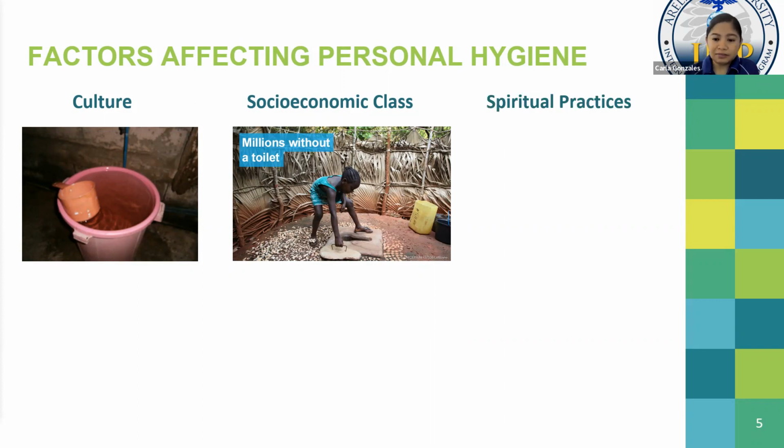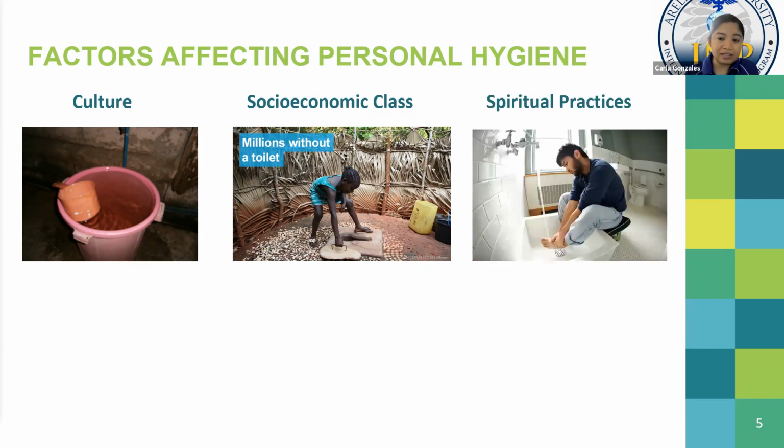So another one, spiritual practices. The spiritual practices of people will also affect their perception related to personal hygiene. Muslims pay particular attention to washing their feet several times a day as part of their religious belief. Another example would be Orthodox Jews, wherein it's a tradition for them to do ritual baths, which is required for women after childbirth and menstruation.